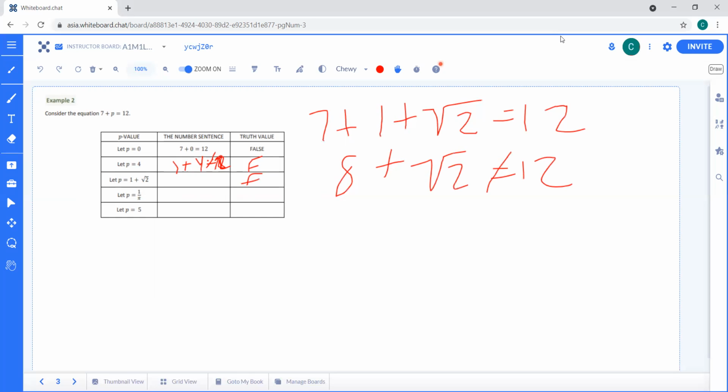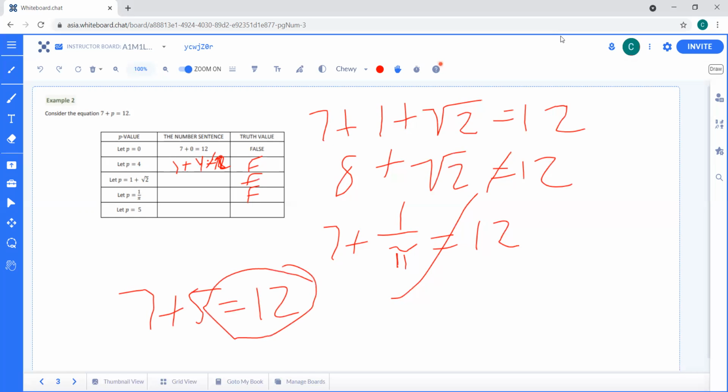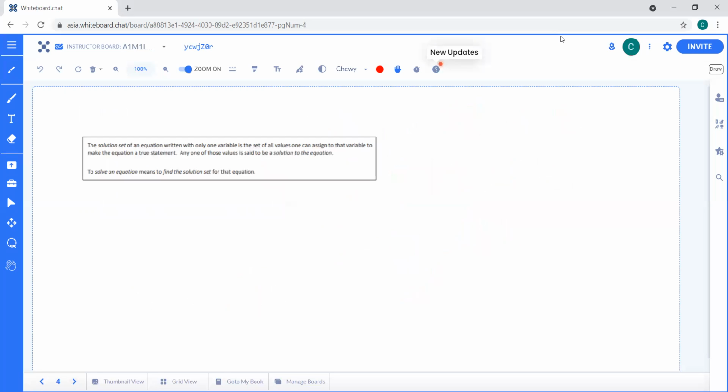What about 1 divided by pi? 7 plus 1 divided by pi, is that equal to 12? Well, that's going to be about 1 over 3. So 7 plus 1/3 is not equal to 12, right? So that's another false. What about 5? 7 plus 5 equals 12. Yes, that is a true statement. So that's the only true statement. All right, let's keep going.